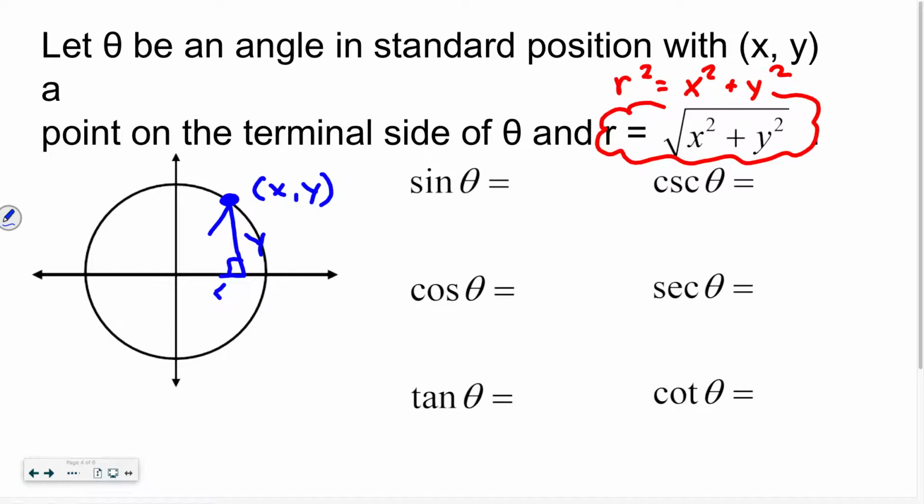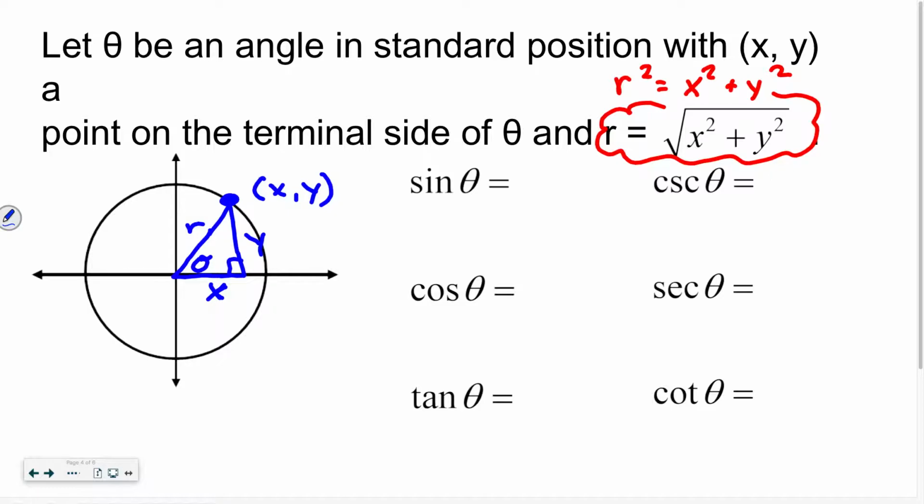Your angle, even if you're working off of theta prime, the reference angle, in quadrants 2, 3, and 4, it will always be right here around the origin. Okay, so you're always looking from this angle. So that's why y is always opposite, x is always adjacent.